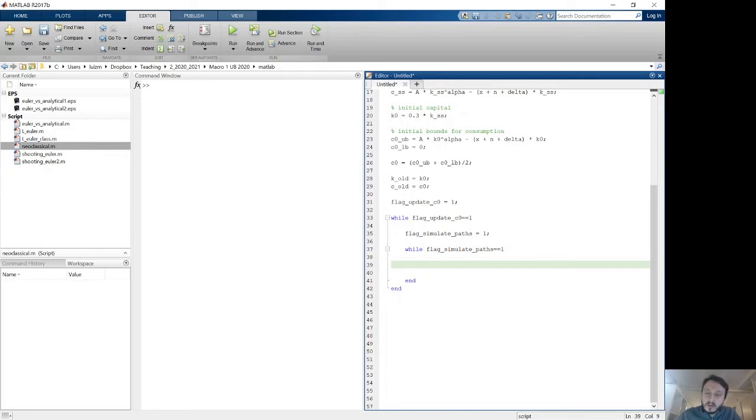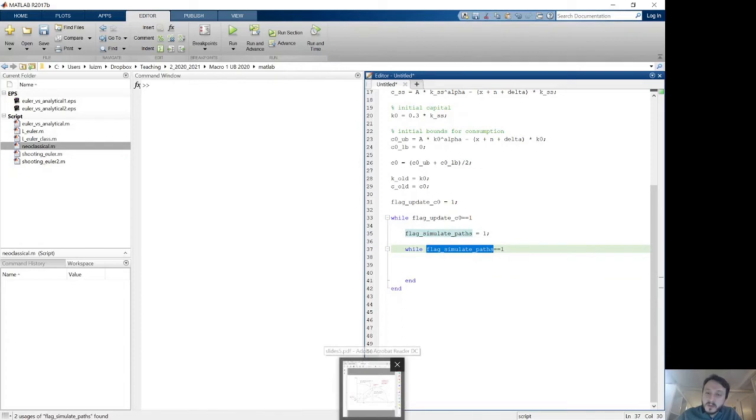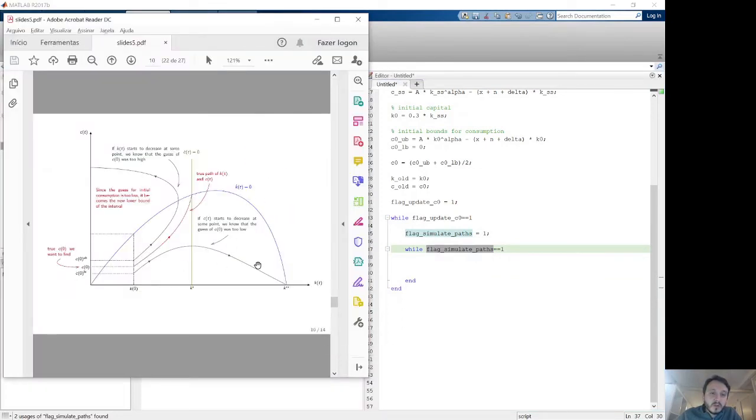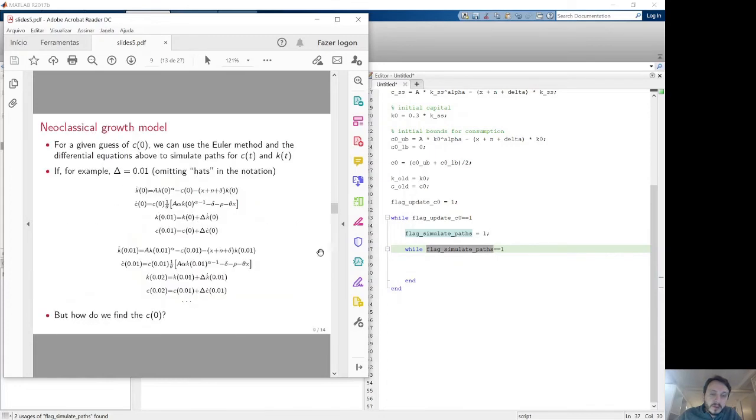So if we want MATLAB to simulate the paths, how do we do this? We use Euler's method. So let's go here to the Euler's slides. And to use the Euler method, we need to compute the k dot and the c dot to get the new values of the paths. Okay, so the new value of capital and the new level of consumption.